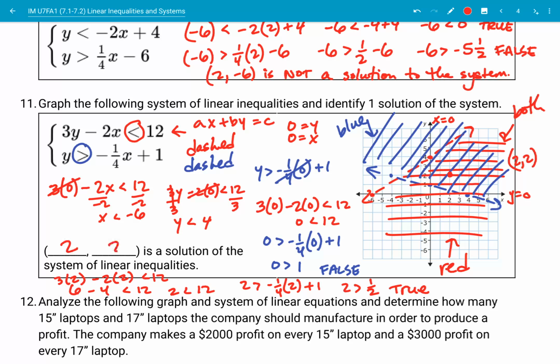So we say 2, 2 is a solution of the system, or you could pick any of the points that are in this section of the graph that is above and below those two inequalities.